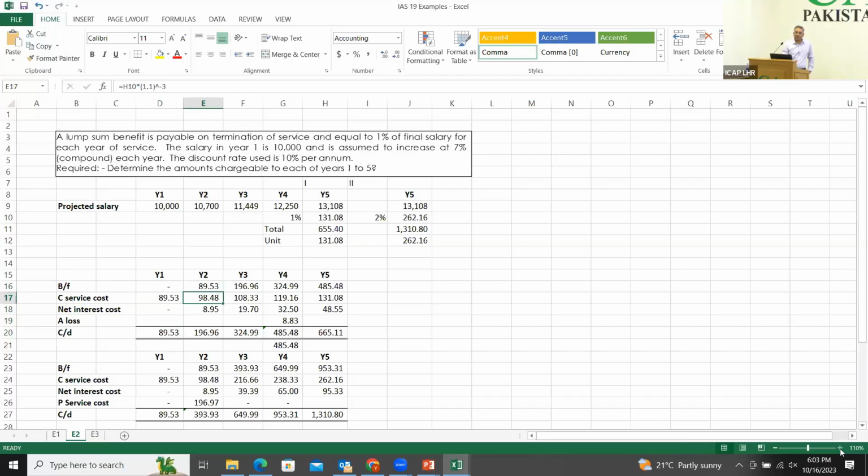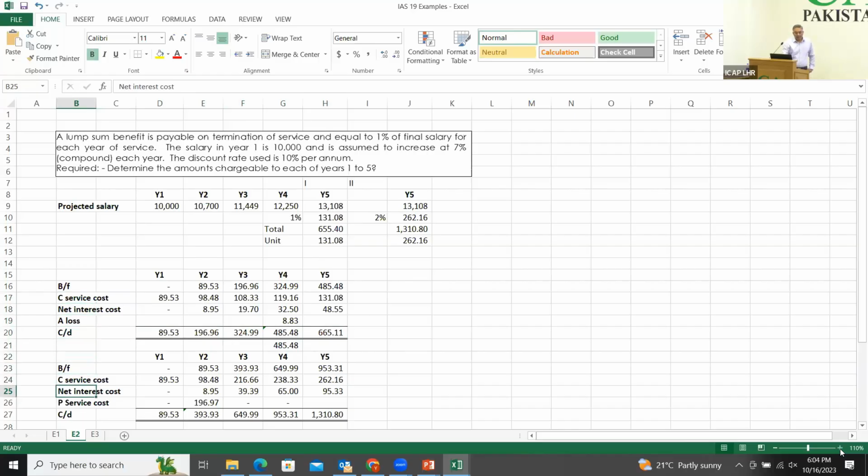In this year, you have also earned 131, but this 131 requires 3 years to pay. So it's 98.48. Then this opening balance has approached 1 year closer to its maturity. It's your unwinding, you can say interest cost. So it's 196.96 as the closing balance of liability, and so on. And finally, you can check that it's 665.11. So this method is basically called projected unit credit method.